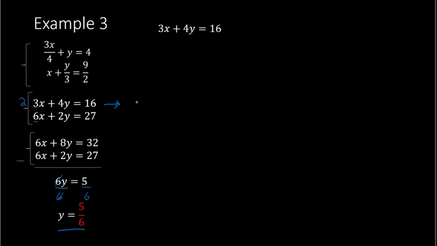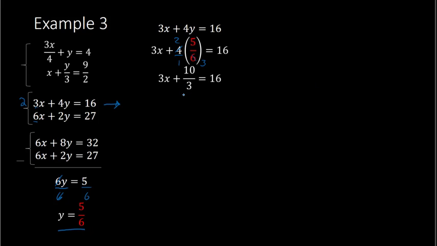And so looking at that equation up here, 3x plus 4y equals 16, plug 5 over 6 in place of y. So now I have 4 times 5 over 6. Well, 4 over 1 times 5 over 6. 4 and 6 both can be divided by 2. So that gives me 2 and 3. So then 2 times 5 on the top gives me 10. 1 times 3 on the bottom is 3. So we have 10 over 3.